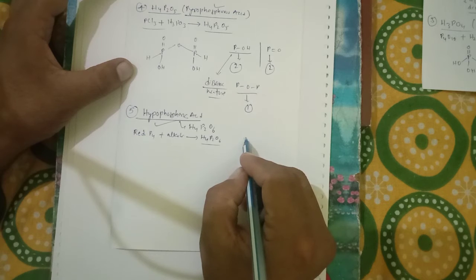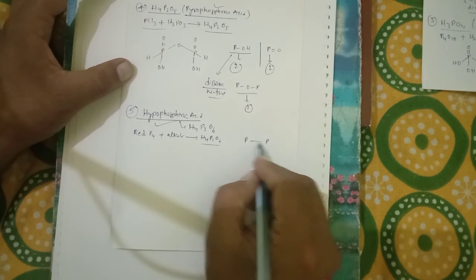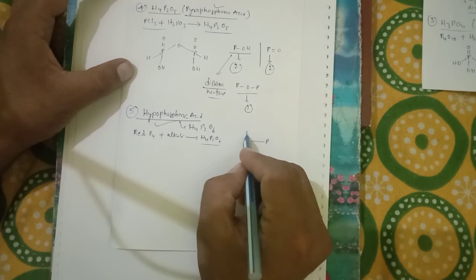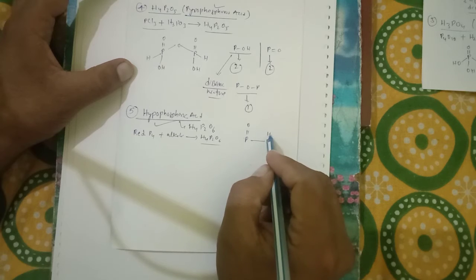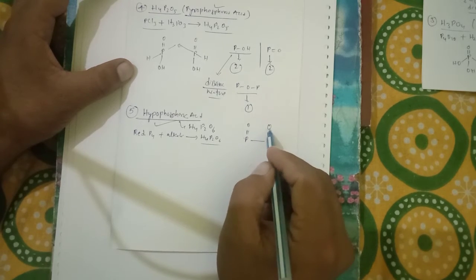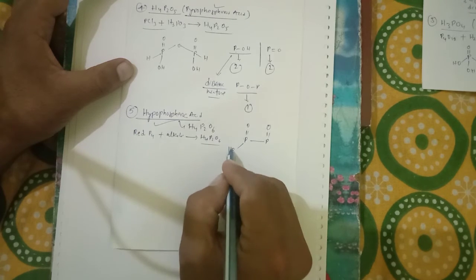Here we find that two phosphorus atoms, that is the central phosphorus atoms, are directly linked with each other. The first phosphorus atom is also linked with oxygen with a double bond. The second phosphorus atom is also linked with oxygen with a double bond, and the first phosphorus atom and the second phosphorus atom each are linked with two OH bonds.